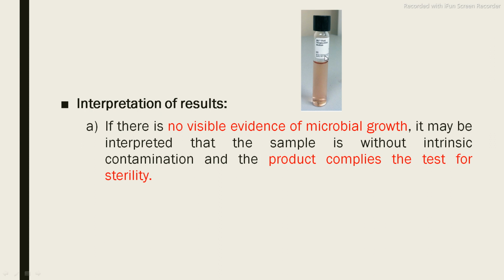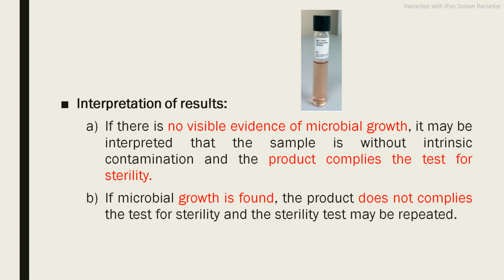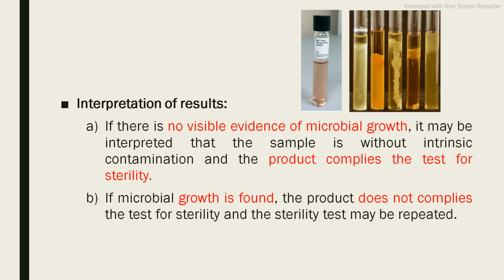So if the fluid thioglycolate medium or soybean casein medium remains clear after 7 days, it means the test complies. And if microbial growth is found, it will not comply with the test for sterility. Here in this image you can see different patterns of microbial growth. If there is any turbidity or this type of cloudy nature in your test tube, it means that there is microbial growth in your preparation, and this microbial growth indicates a positive test, and that's why this does not comply with the test for sterility.